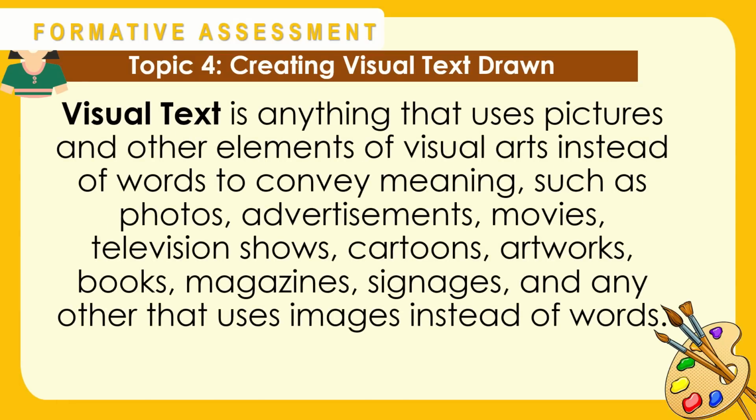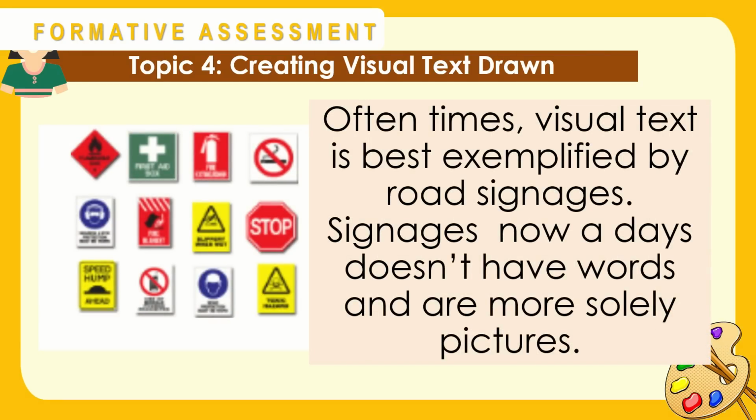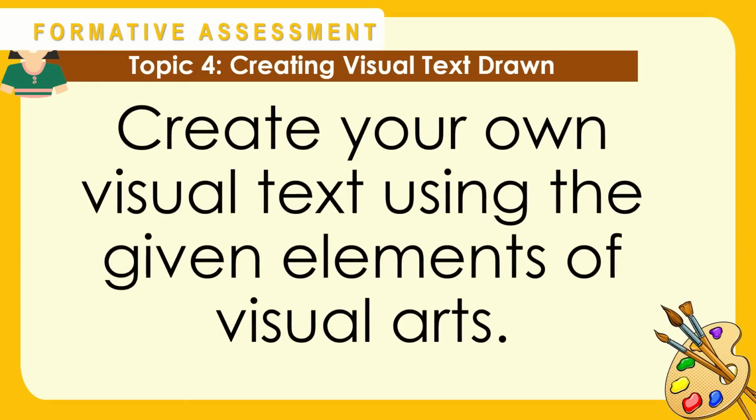Visual text is anything that uses pictures and other elements of visual arts instead of words to convey meaning, such as photos, advertisements, movies, television shows, cartoons, artworks, books, magazines, signages, and any other that uses images instead of words. Oftentimes, visual text is best exemplified by road signages. Signages nowadays don't have words and are more solely pictures. Create your own visual text using the given elements of visual arts.